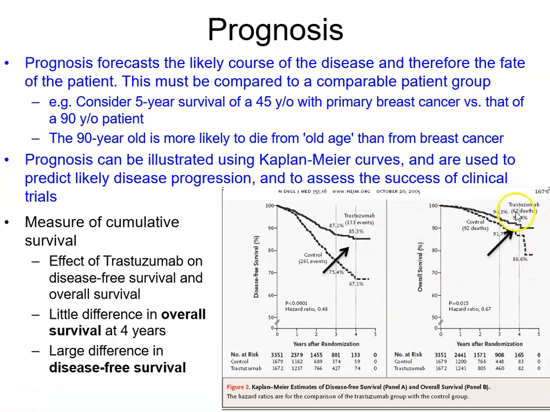Now, one thing to be aware of here is that the patients in the placebo or control arm are not receiving nothing. They are receiving current best practice, which would be chemotherapy and other things, whereas the trastuzumab arm are receiving current best practice plus trastuzumab. So it's not that we're just leaving breast cancer patients to have no therapy and inevitably die. They are receiving current best practice versus current best practice with additional therapy thrown in.